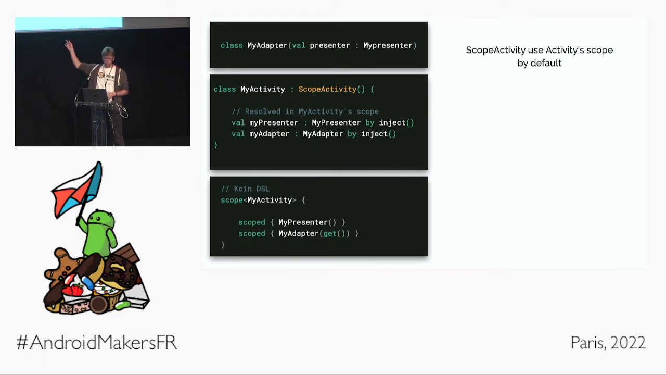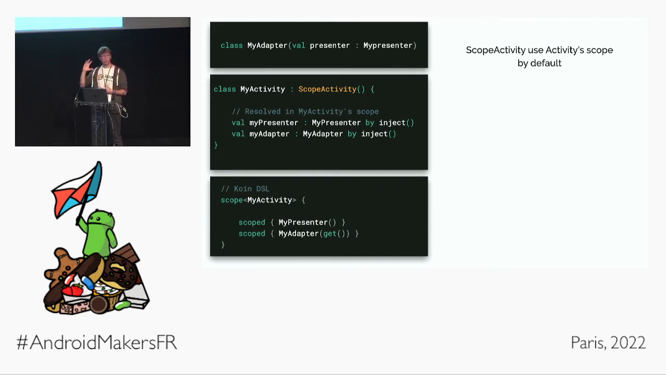Here you see that we are using ScopeActivity class. That is something brought by Koin to help you override the standard AppCompatActivity, but you can also do something in your own class over the AppCompatActivity by hand. I'll show you just after that.